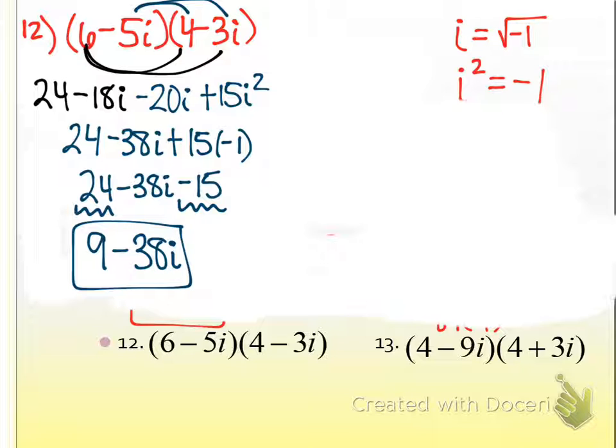So the multiplication part takes a little bit more work if they are complex numbers, if they have a real part and an imaginary part.